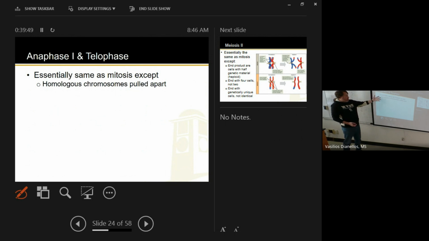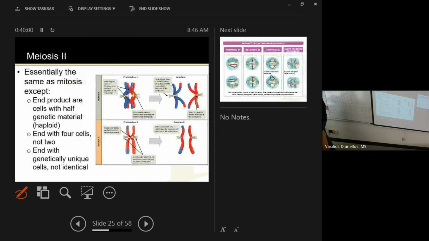Mentally go back to the first round of meiosis. In anaphase 1 and in telophase, that's essentially the same as mitosis, except once again, if we're dealing with the first round of meiosis, we're talking about homologous chromosomes and not sister chromatids. All right, and again, this makes a little bit more sense since we're done talking about meiosis 2. This is everything I said, but again in writing.